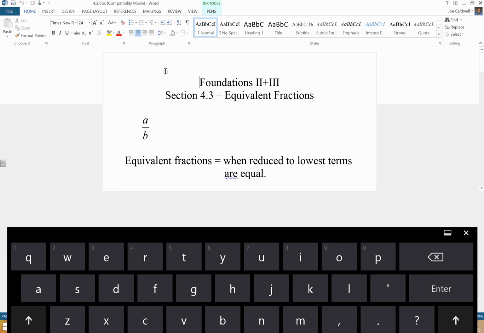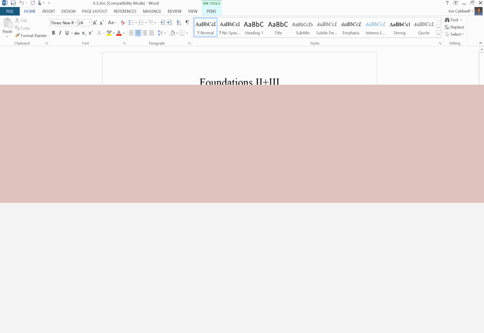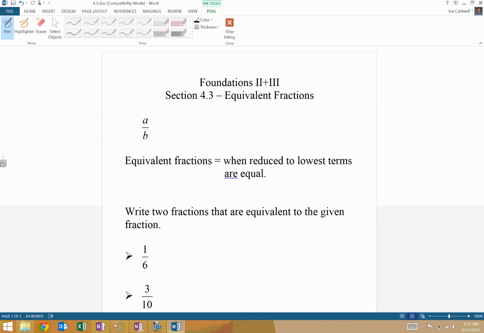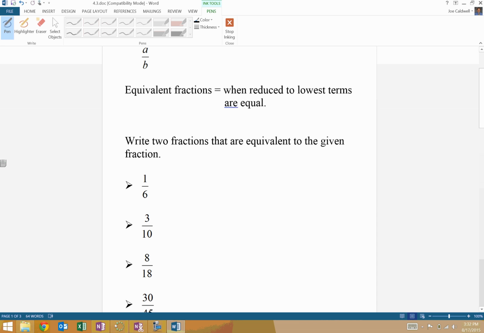All right, so this is about equivalent fractions here. And equivalent fractions, basically, when reduced to lowest terms, are equal. They're the same. They're the same thing. So, there are multiple ways to go about finding equivalent fractions. What we want to do here is we could multiply both by the same number.